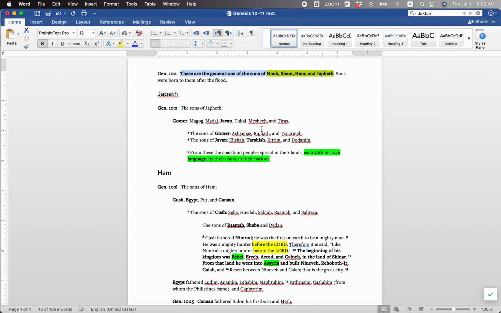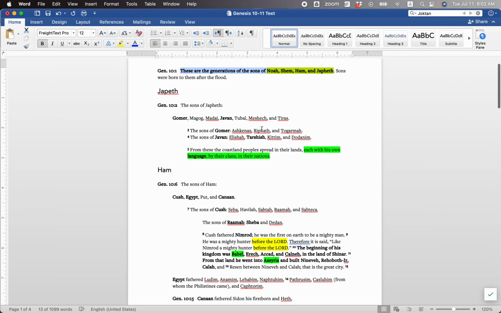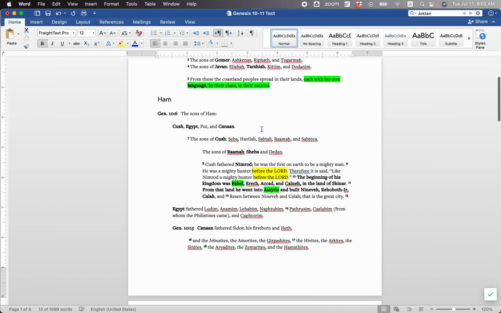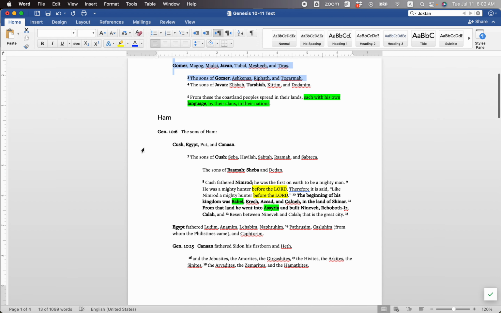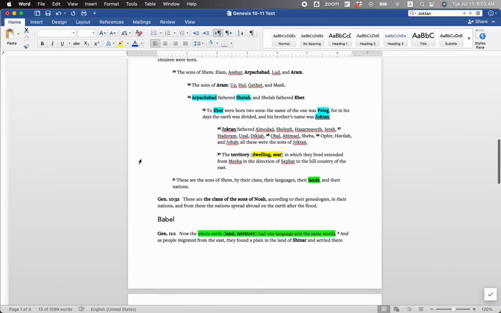There are a lot of scholars who think that the Toledot, "these are the generations of," that formula actually segments the book of Genesis as a whole. But you'll see this one, we're talking about Noah, but really we're talking about his sons. So you have the first division, Japheth, Ham, and then Shem. And then it has a sort of outro: these are the clans of the sons of Noah.